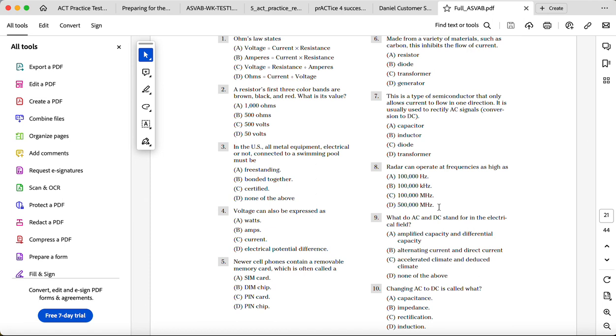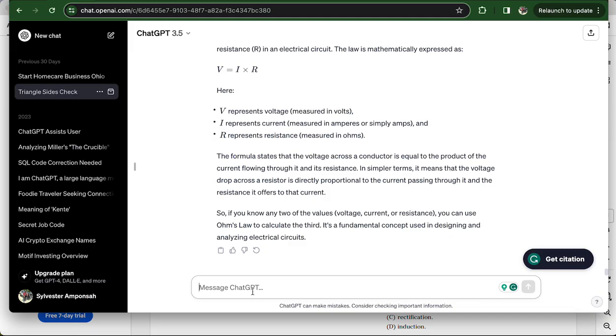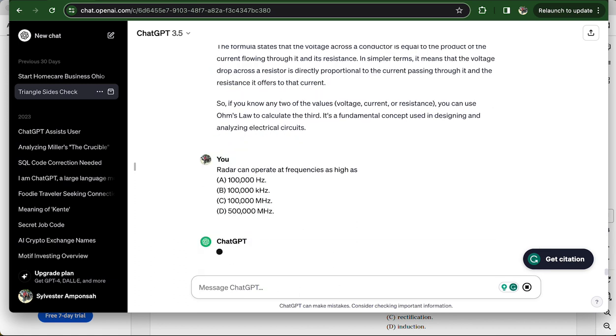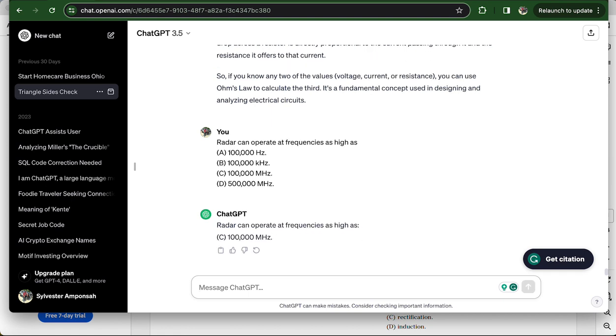Now, mind you, say you missed the second one. Let's see. Radar can operate at frequencies as high as... So, let's take number eight, for instance. I'm just going to be jumping around. This is more of a demonstration sort of video. So, say you got this one wrong. You didn't quite know exactly what frequency radar operates in.